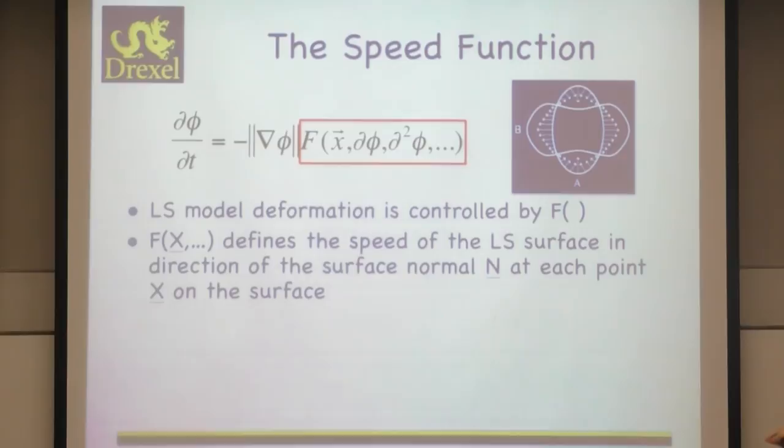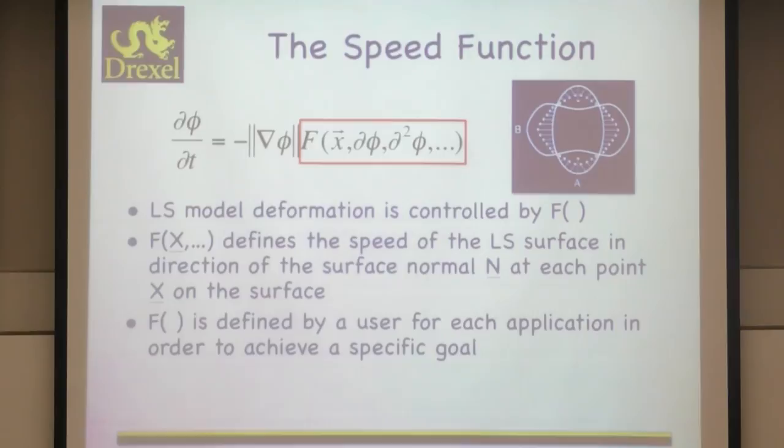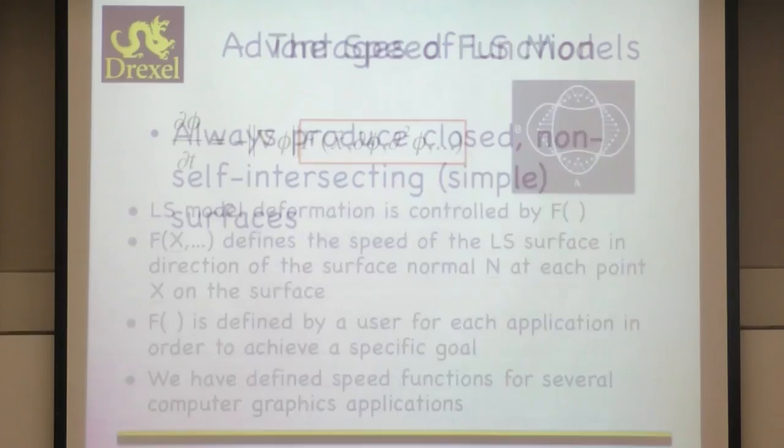So if you give me a function that is a speed field, that says how fast the surface should move through space. What I've been doing for years is thinking about how, for a particular application, everything has to get shoved into this F function. If I want to do morphing, geometric modeling, or segmentation, how do I define the speed function for a particular level set application? You build on top of all this wonderful machinery and all these nice properties, and you get all this other stuff for free if you can figure out how to map your dynamic modeling problem into a speed function. So we define a bunch of speed functions for several computer graphics applications.